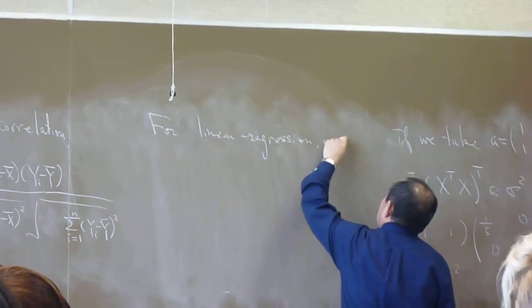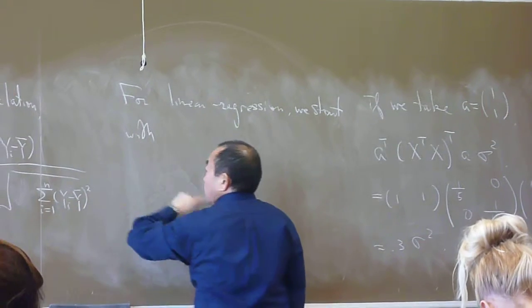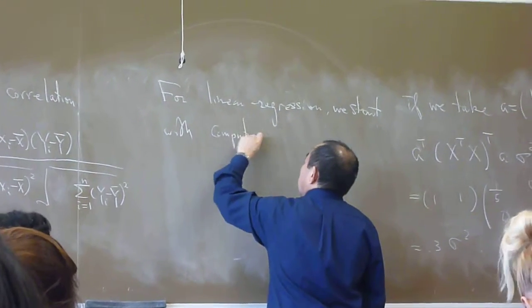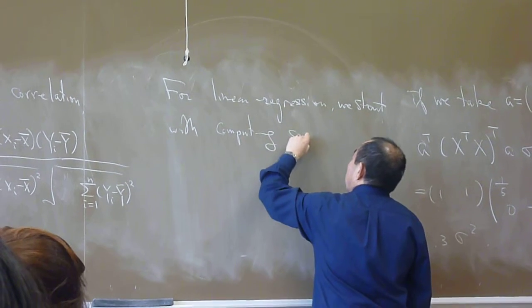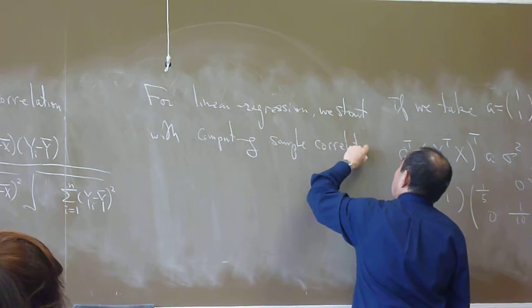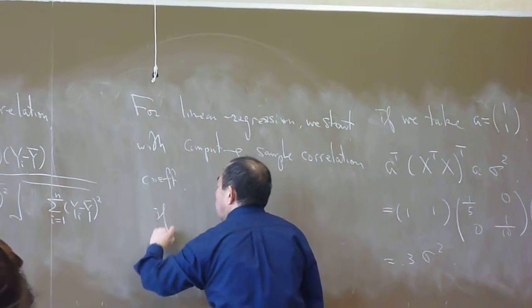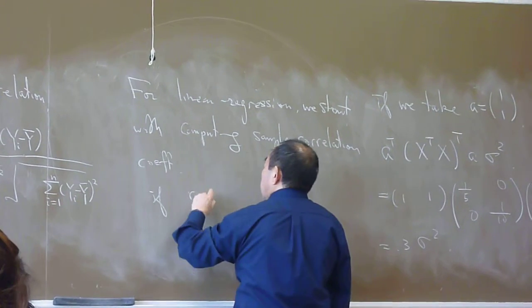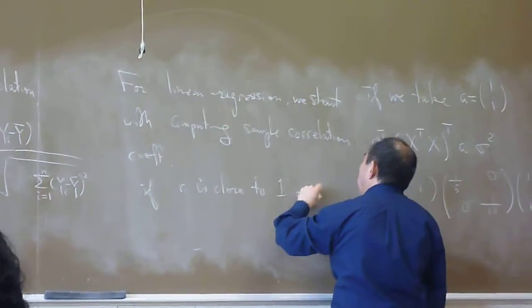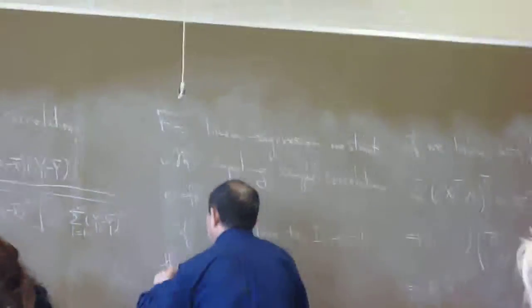We start with computing the sample correlation coefficients. If this R is close to 1 or minus 1, then there is a strong linear relationship.